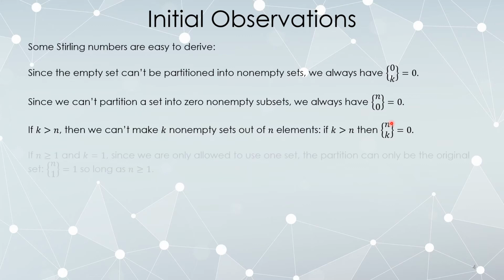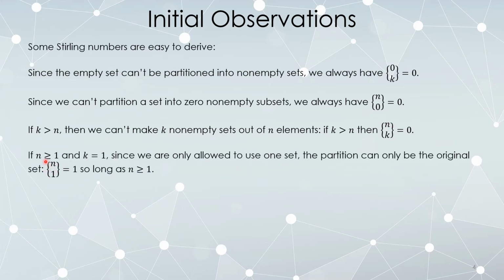Now what if the number of elements to distribute is bigger than or equal to 1, and I only want a single set? Well, since I'm only using a single set, the only way I can do that is to put all of the elements, all n elements, into one single set. So as long as n is bigger than or equal to 1, as long as there's actually elements to distribute, the Stirling number of the second kind with a 1 on the bottom will always be 1. There is a single way to put some positive quantity of elements into a single set. You simply put them all into it.